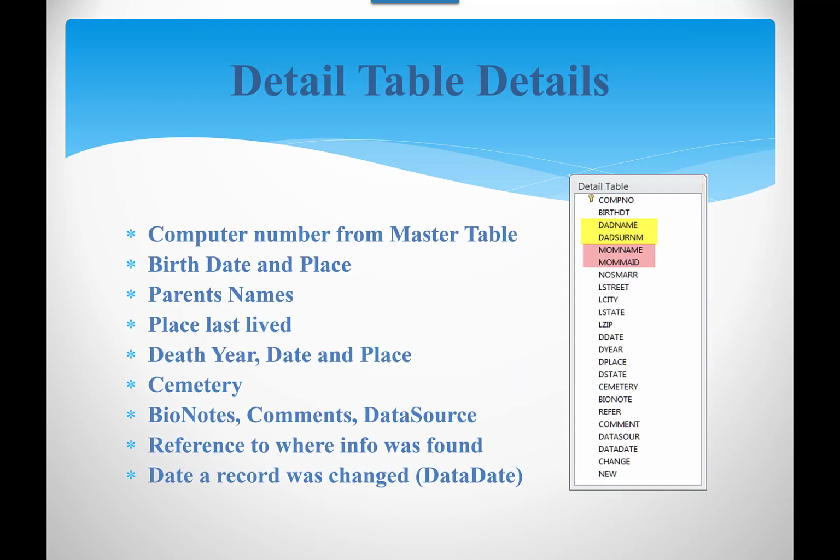The second table was a detail table, and that contained information like the real date of birth, date of death, place along with the death place and birthplace, along with a parent's name. It also had 3 different places to keep notes: a bio note, a comment, and a data source. The data source is like the genealogy resource, or what book or Bible the facts were found in.